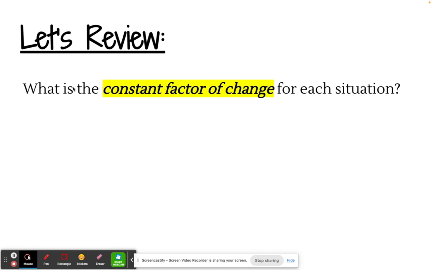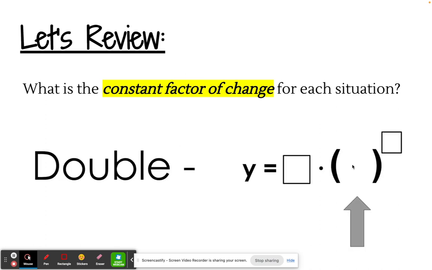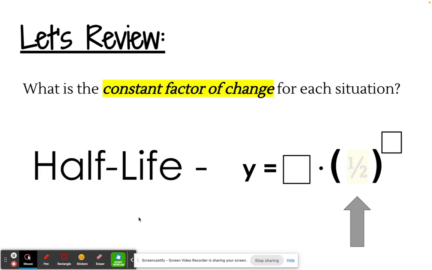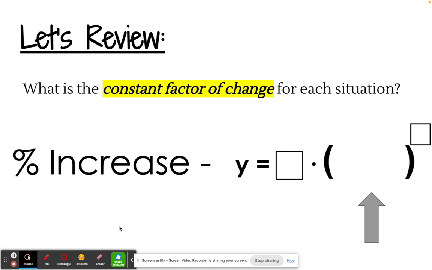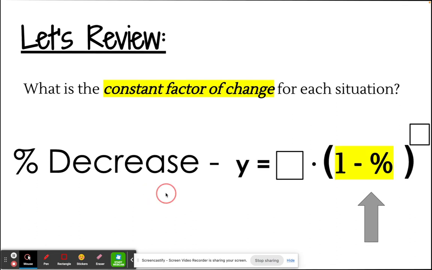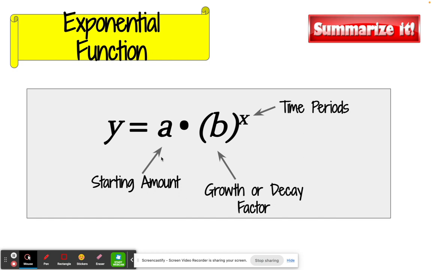So, just a quick review. We want to find the constant factor of change for each one. Remember, if it's doubling, we have 2. If it's tripling, that will be a 3. If it's a half-life, it will be 1/2. And if it's a percent increase, it'll be 1 plus our percent. If it's a percent decrease, it'll be 1 minus our percent. So try to keep track of all of those.